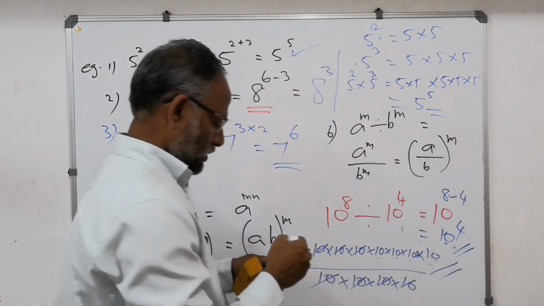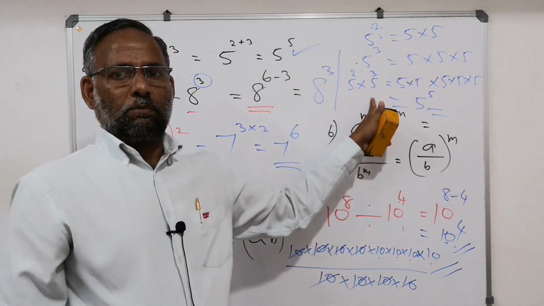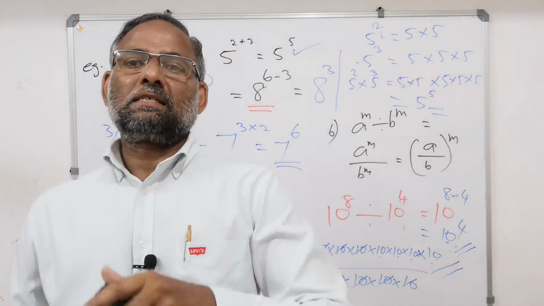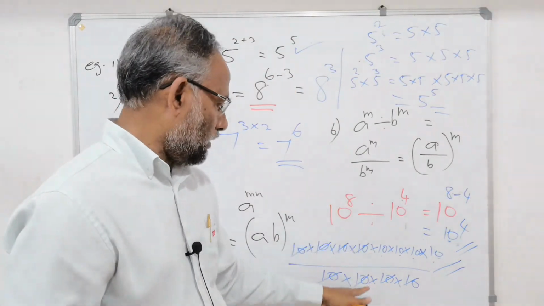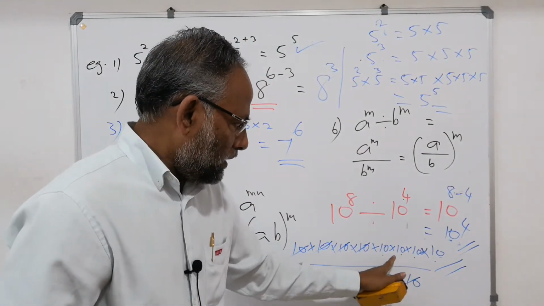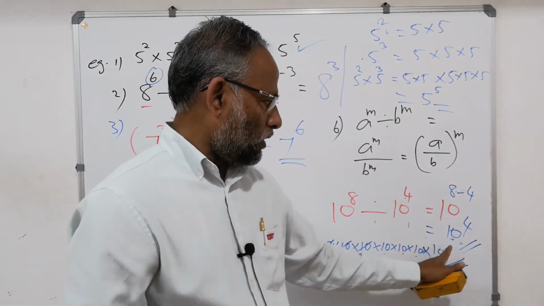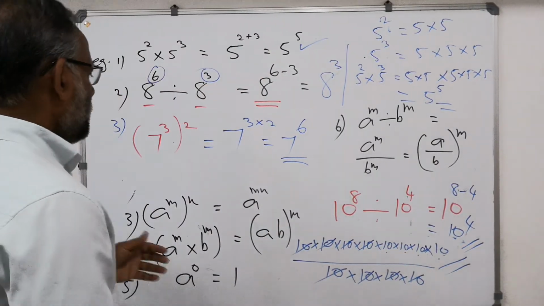10 raised to 4. See, multiplication I explained. Because some children are asking me, now also you ask me, how sir? So division means cut and divide. How many times? 1, 2, 3, 4. 10 to the power of 4.